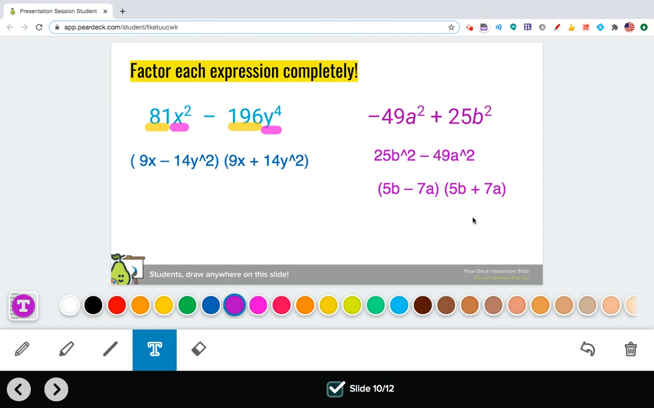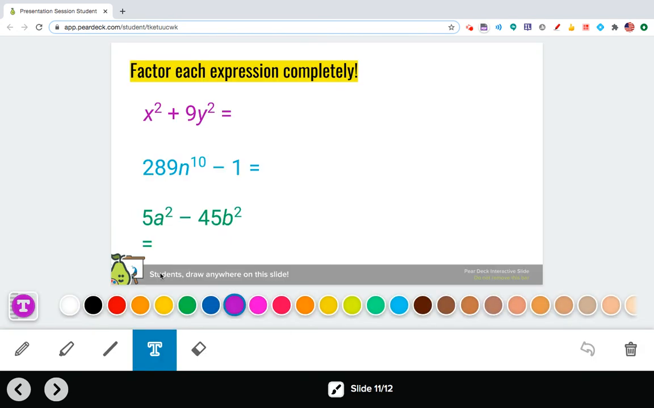How are you feeling so far about the difference of perfect squares? So you want to recognize a couple of things. Recognize that there's a binomial that is being asked to factor. There's a minus sign, and the two things that are being subtracted are both perfect squares. All right, let's take a look and see what the next example is.